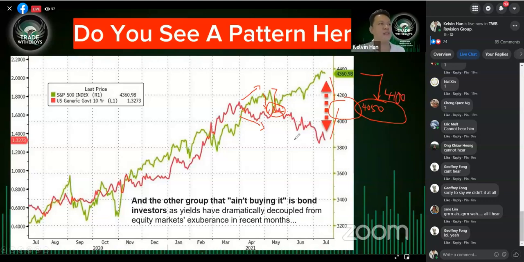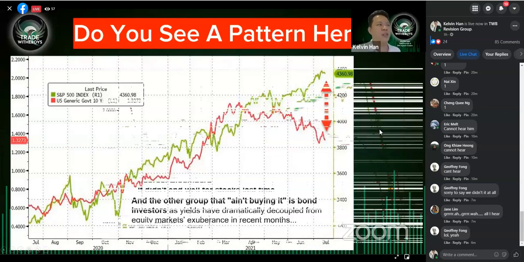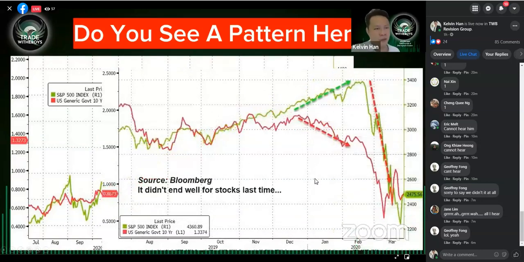Okay guys, this is what I'm seeing as a pattern. But of course, at the end of the day, you make your final decision. And for me, it's all right. Let's make money from the market.